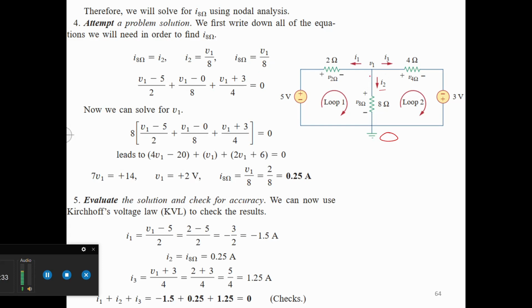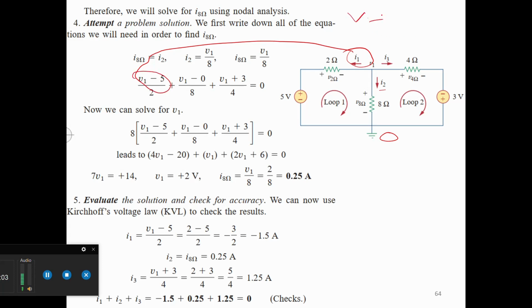So if we apply nodal analysis, we can say that I1, I2 and I3 is equal to 0. So this is current I1 at V1. The current I1 is basically V1 minus 5 divided by 2. So this current is I1, and it is represented by this equation.